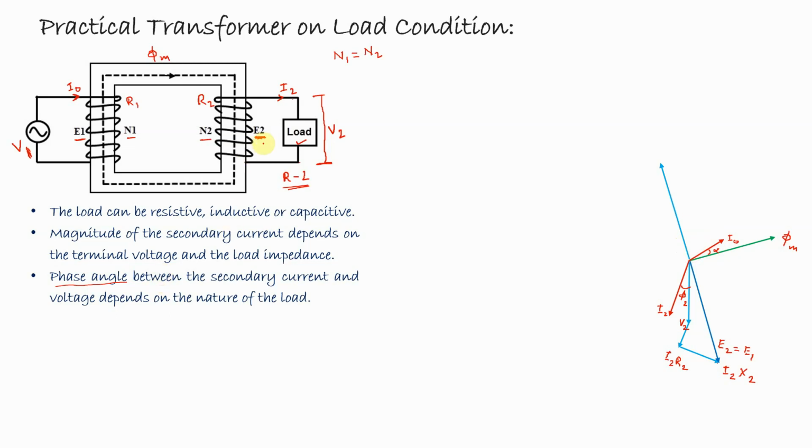Now, as the I2 current is flowing in the secondary winding, where the number of turns is N2, therefore a magnetomotive force will be produced in the secondary side, and it will be the product of the secondary current and the secondary number of turns. So a magnetomotive force will be produced here, that is F2.